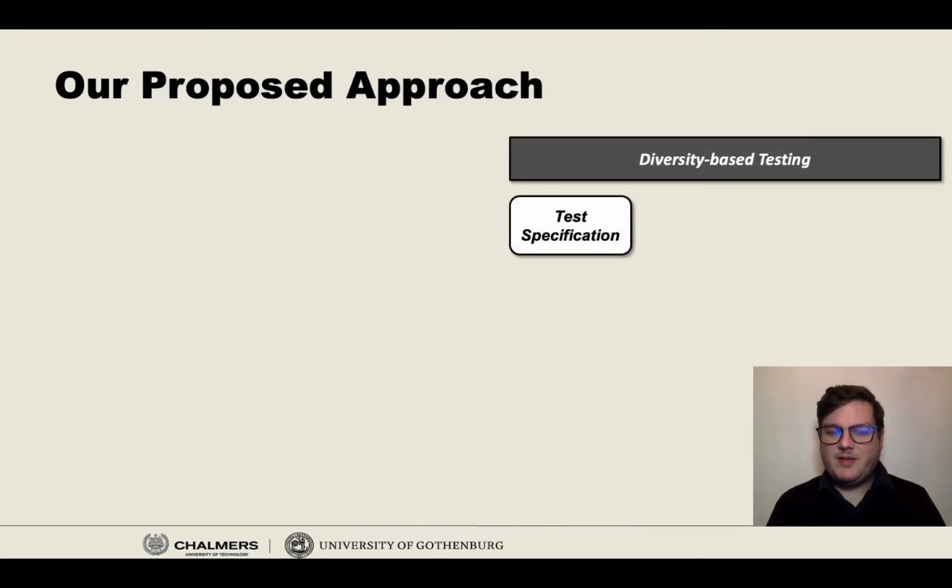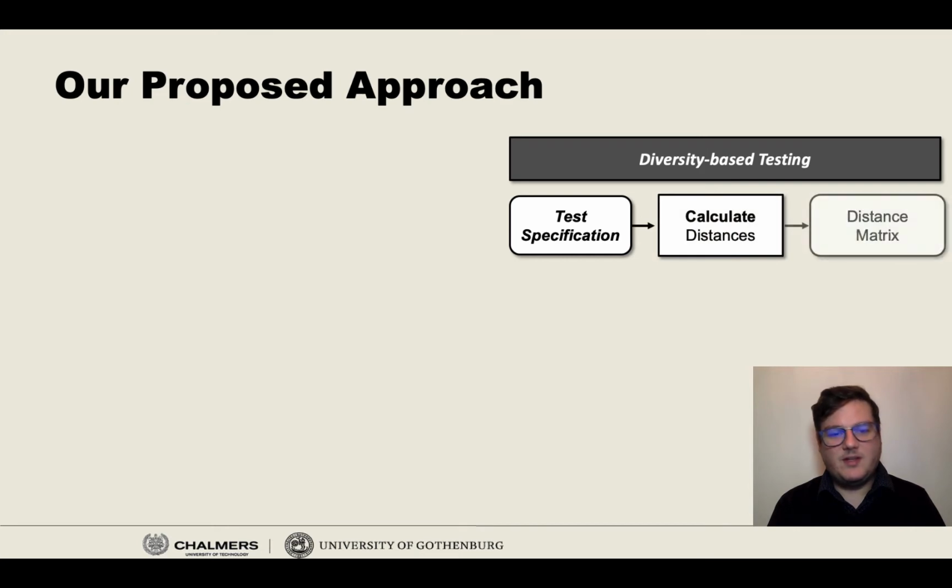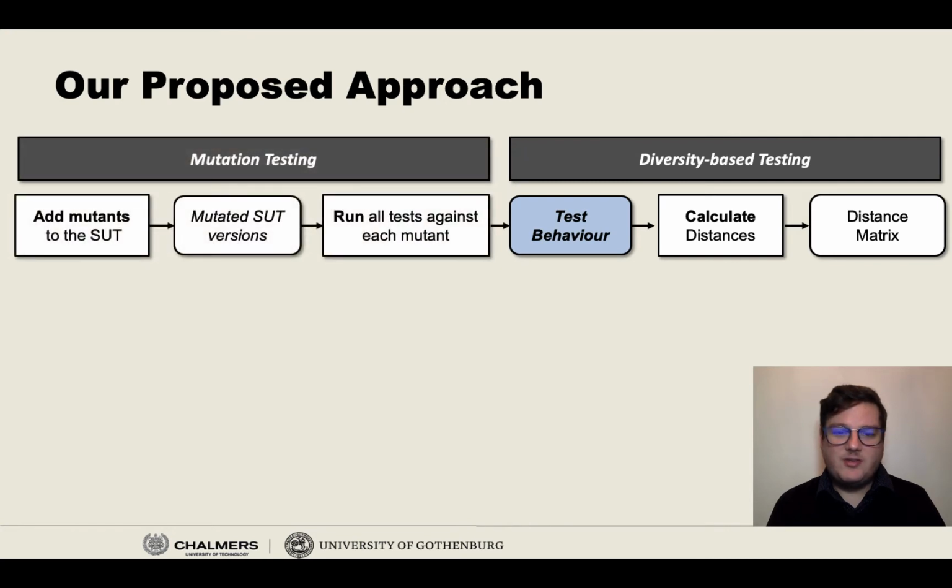In a typical diversity-based testing pipeline, we would measure the distance between all pairs of test cases and store it in a distance matrix that can then be used for various purposes, such as prioritizing tests. We introduce mutation testing prior to this pipeline to generate behavioral information by running all tests against several mutated versions of the system under test.